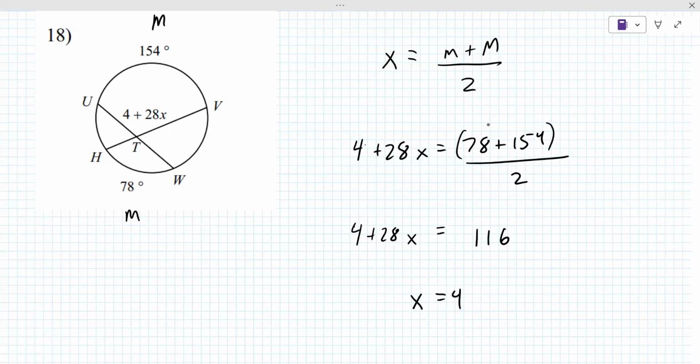Good. Now, just like the last problem, we don't know whether they want you to solve for X or want you to put that value in. What would the value be when you put in 4 for X? It would be 4 plus 28 times 4. Okay, and what does that become? It gives you 116. So T is 116 because these vertex angles are the same. Let's say I wanted you to give me the angle of B. This one right here. What would that be?